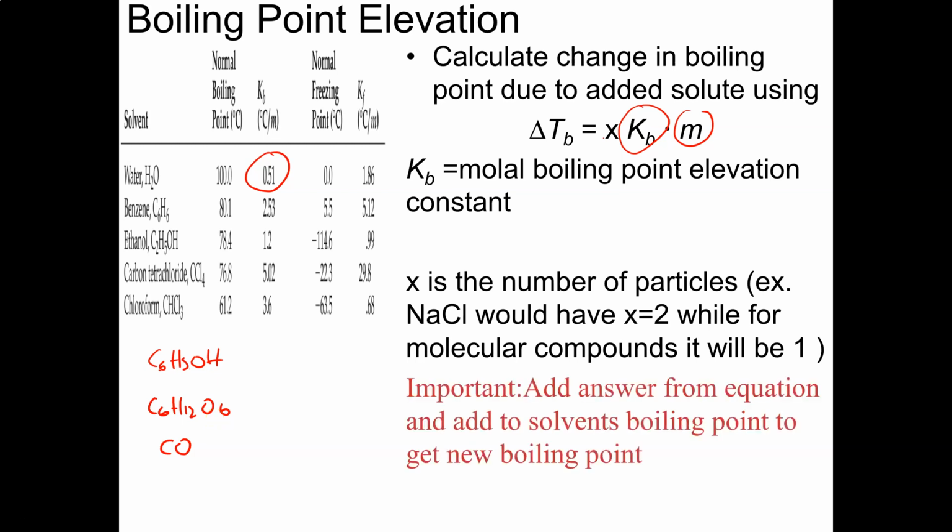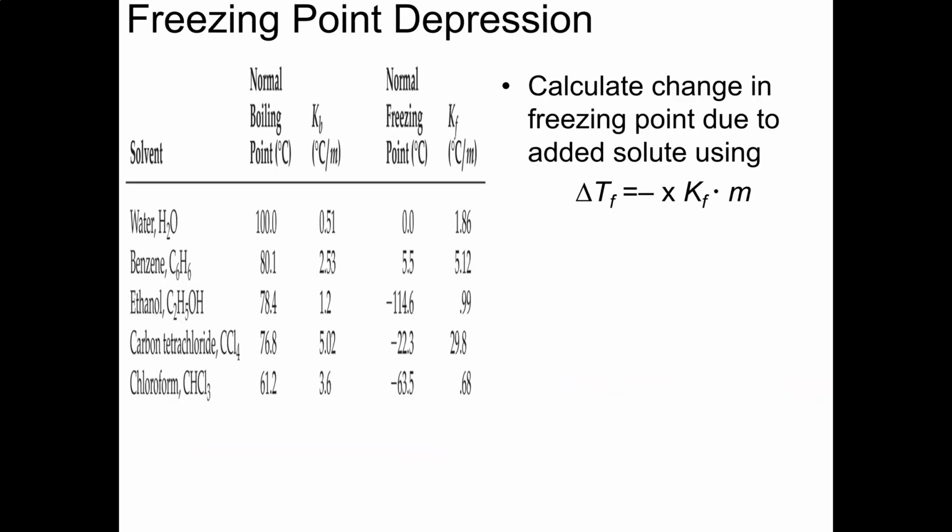Important: take the answer from the equation and add it to the solvent's boiling point. So for water, once you do this calculation, you add it to the original boiling point of water, which is 100. I'm sure you had to do that in a second. And that's your actual boiling point. This only measures the change in temperature. It's not your final boiling point.